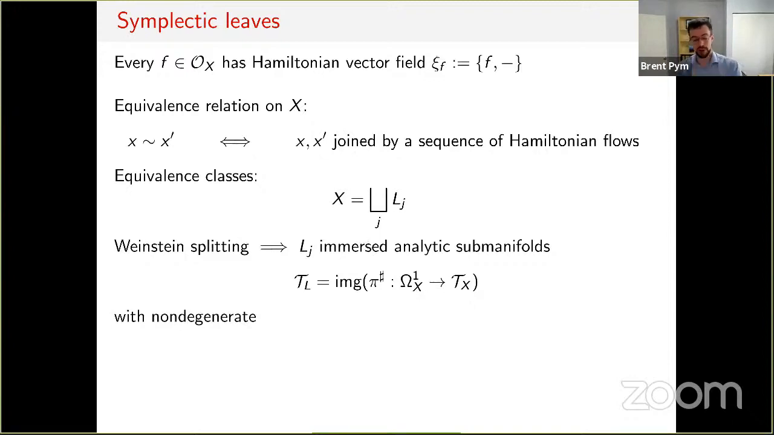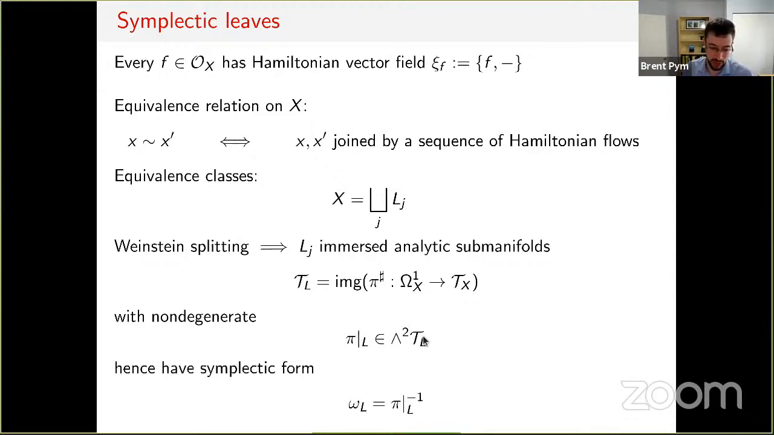But one crucial thing is that because of the skew-symmetric linear algebra, if you have a subspace which is the image of the bivector, then it follows that if I restrict the bivector to this submanifold, then of course it's tangent to that submanifold, and it's not degenerate there. And so we can invert it along the submanifold to get a symplectic form on the submanifold. So every leaf of the foliation carries a symplectic form.